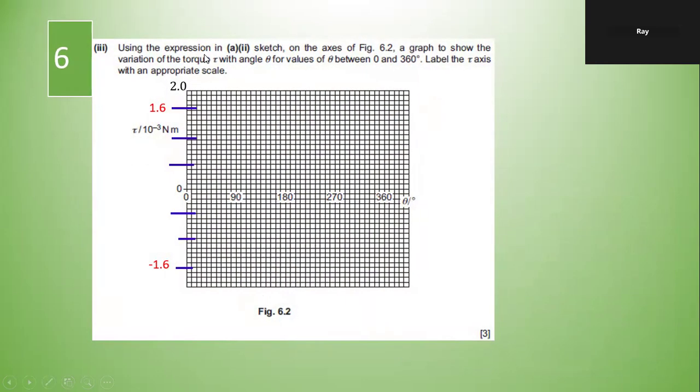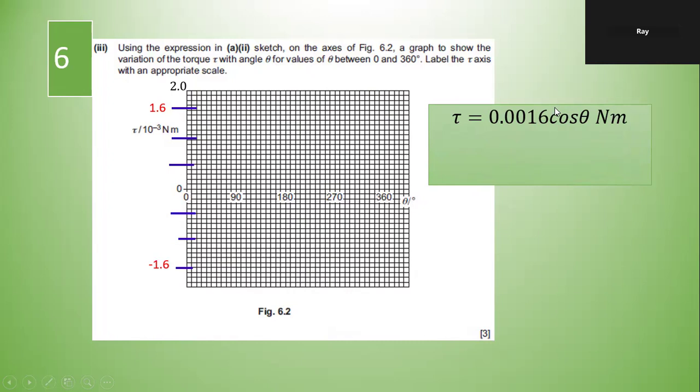Very common. They will ask you to draw a graph. If you cannot see the scale, draw the scale properly. Put your scale yourself. Using the expression of A part 2, sketch on the axis of figure 6.2 a graph to show the variation of torque tau with angle theta, for values of theta between 0 to 360 degrees. Label the axis. Remember, that's the equation that we have. It's a cos graph.